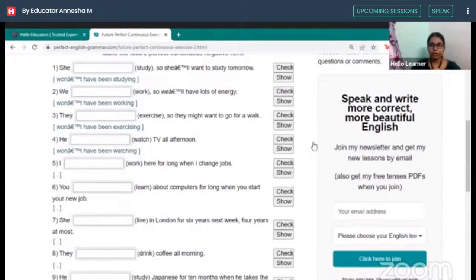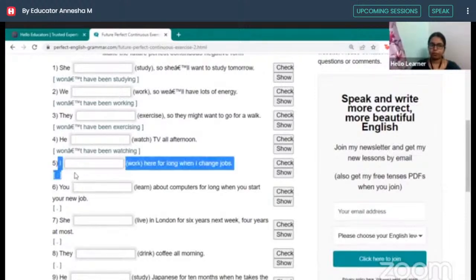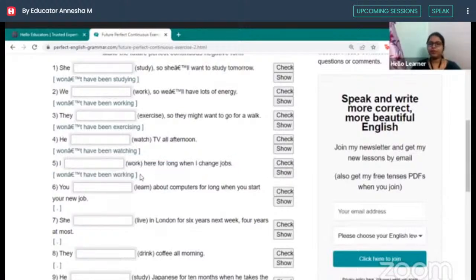Yes, Dipali, would you like to try? Yes, ma'am. I will not have been working here for long when I change jobs. Absolutely correct. Very good, Dipali. I will not have been working here for long when I change jobs, right? I won't have been working here for long, you can also say. Very good. Very good, Dipali. Thank you so much.